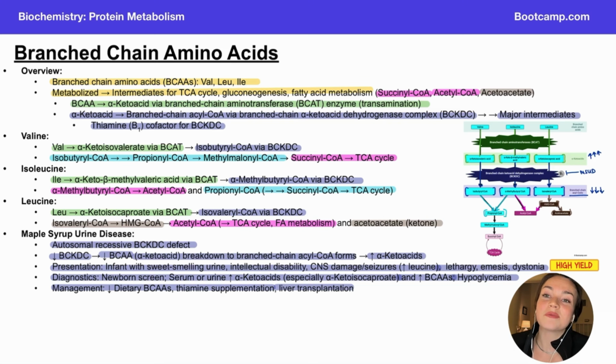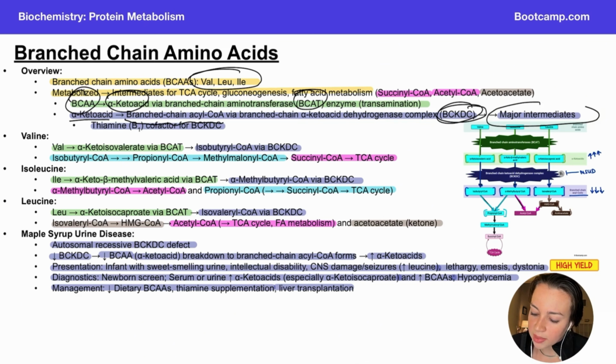So let's wrap this up. We've been talking about the metabolism of branched-chain amino acids, which are valine, leucine, and isoleucine. The broad pattern that we discussed for breakdown was that our BCAA would be metabolized into an alpha-keto acid via the BCAT enzyme. That alpha-keto acid would turn into a branched-chain acyl-CoA via the BCKDC enzyme. From there, we could go on to form major metabolic intermediates across different pathways in the body.